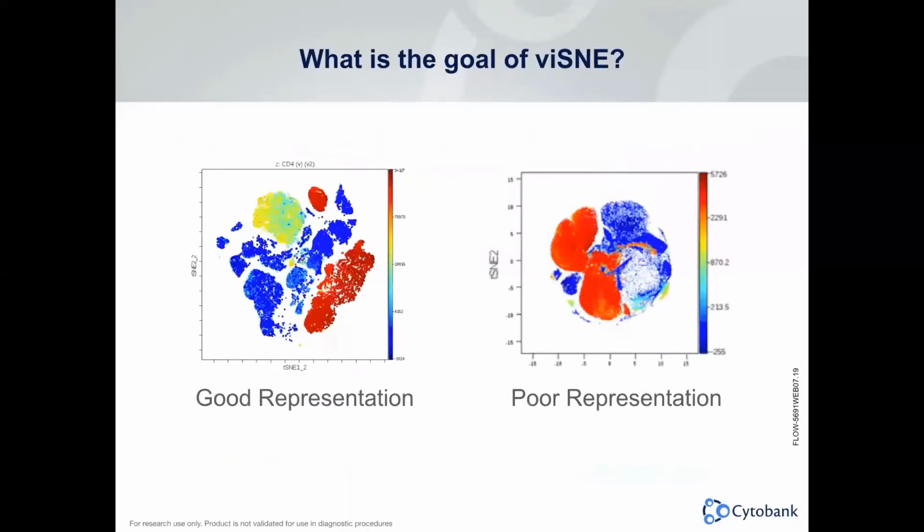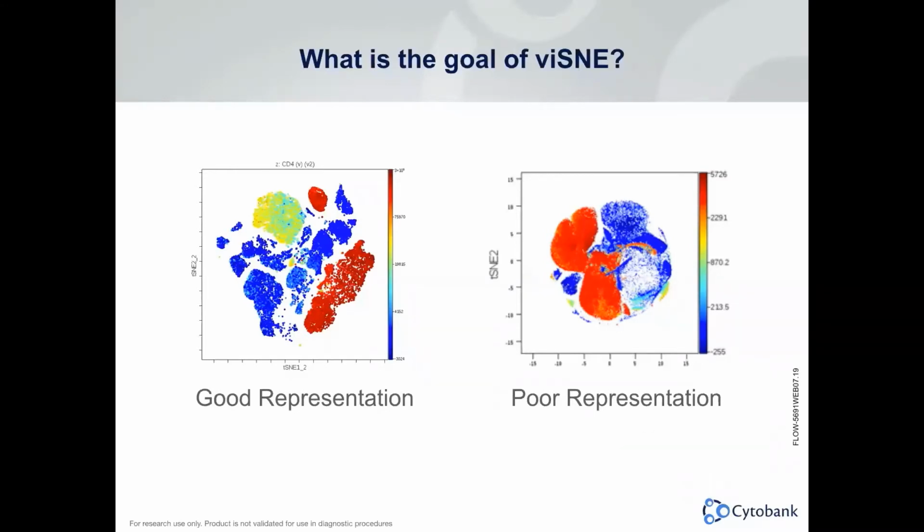The same applies to viSNE maps. So what is a good viSNE map? As the dimensionality is reduced from high dimensional to 2D space, potentially many maps can be generated. The question comes to what is a good representation?